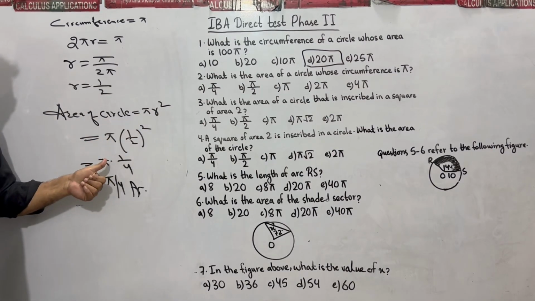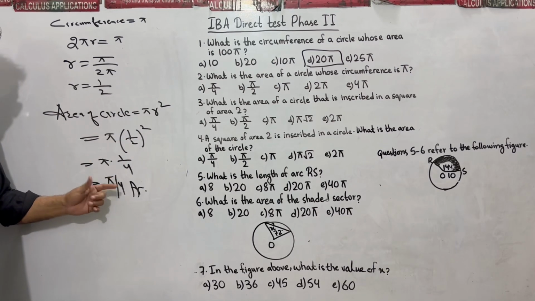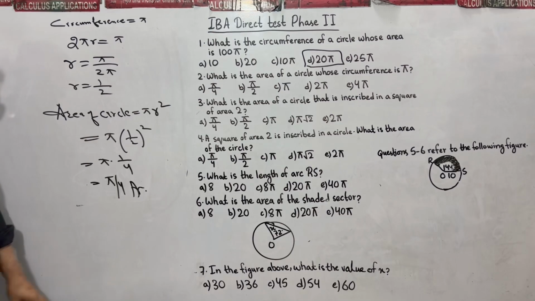Area of a circle is given by pi r squared. Plug in the value of r, that is 1 upon 2. Square of 1 is 1, square of 2 is 4. It is pi over 4 square units, that is the area of the circle.